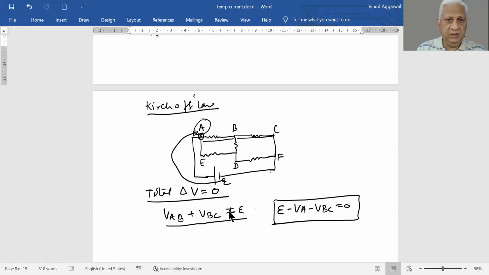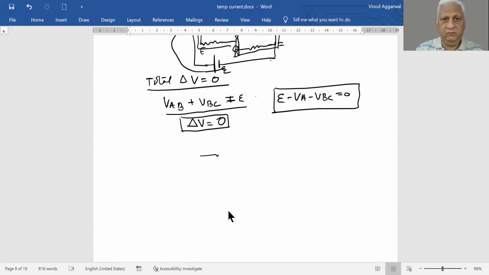Now it is not necessary that this is true for only one path. No, it is true for all the paths. For example, if you travel from here to here via this route or via some other route, let us say this route, and add the voltage drops across each leg, the total voltage drop, if you sum it up, will be zero.